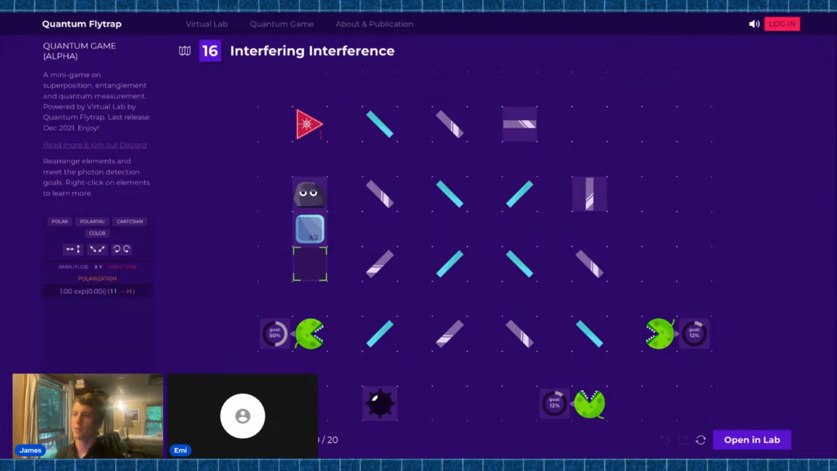So, the point of this game is to get the right amounts of photons in each of the detectors. This is the most challenging level that we've had so far. So we're going to have to end up with 50% on the left side, 12% on the bottom, and 12% on the right side, which means that 25% will also get thrown away.